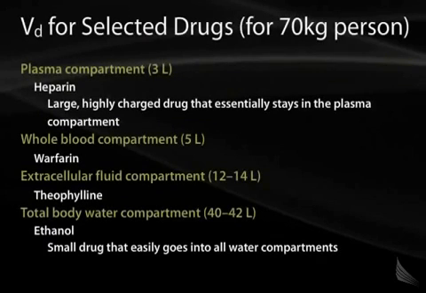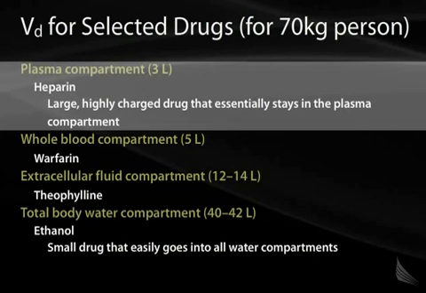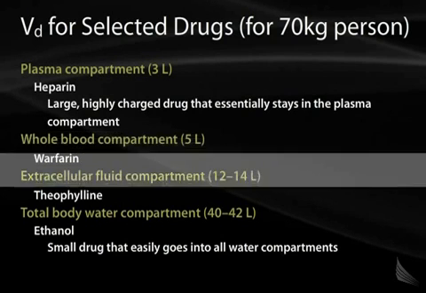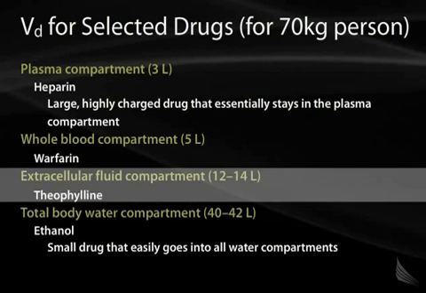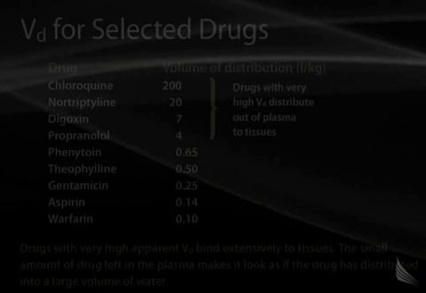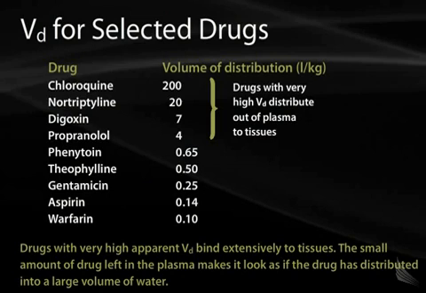Here are some examples of selected drugs. For example, heparin, which is able to enter the plasma compartment, has a volume of distribution of 3 liters. For warfarin, which is able to get into the entire blood compartment, its volume of distribution is 5 liters. For theophylline, the volume of distribution is 12 to 14 liters, and for ethanol, or drinking alcohol, the total body water is involved, and therefore the volume of distribution is quite high. The reason this is so is because ethanol is a very small drug that goes easily into all water compartments.